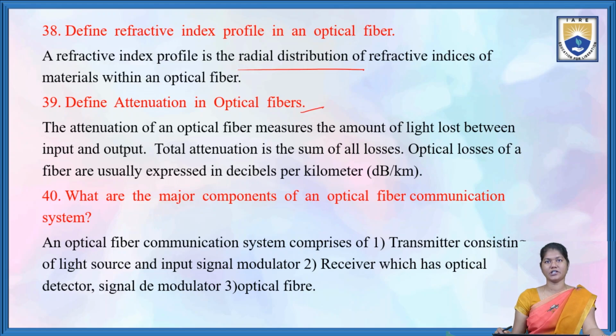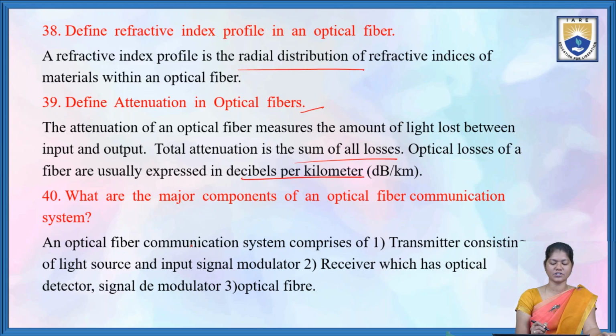Define attenuation in optical fibers. The attenuation of an optical fiber measures the amount of light lost between input and output. Total attenuation is the sum of all losses. Optical losses of a fiber are usually expressed in decibels per kilometer.